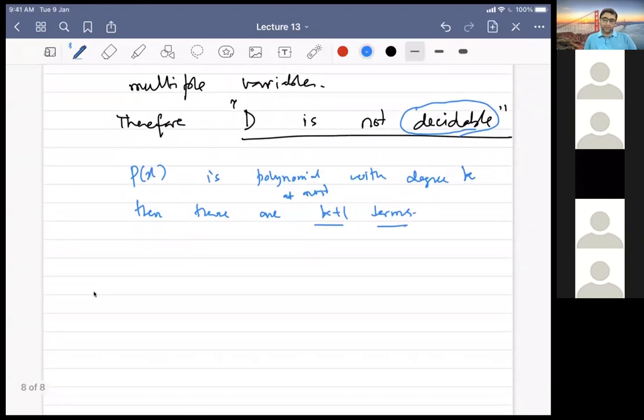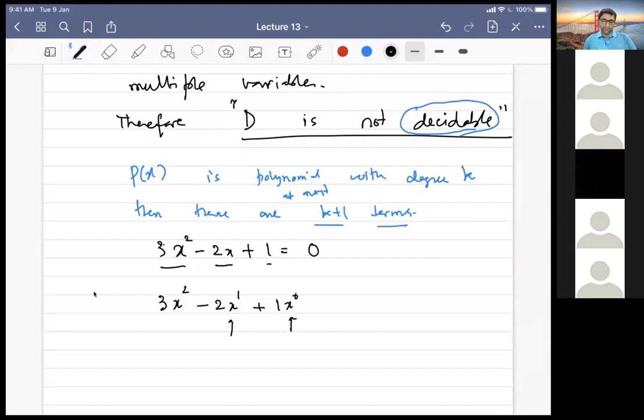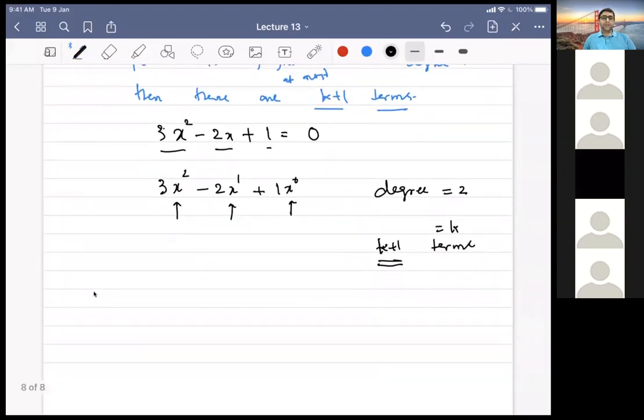For example, let's say 3x squared minus 2x plus 1 is equal to 0. How many terms do we have? One term, two terms, and three terms, right? We have 3x squared, minus 2x to the power 1, and 1 times x power 0. So we have a term with x power 0, a term with x power 1, and a term with x power 2. So degree is equal to 2, and there are three terms. If degree is equal to k, then there are k plus 1 terms, right? But this k plus 1 is the maximum number of terms, which I assumed when I talked about the bound.